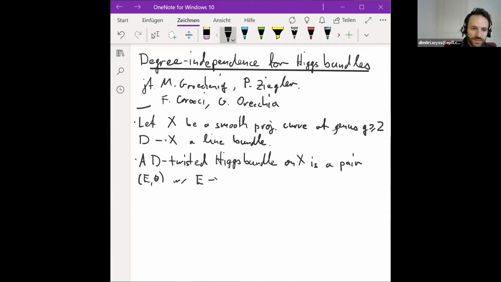E or X is just a vector bundle. And theta will be a twisted, that's why we call it twisted, will be an endomorphism of E, but we twist by this line bundle D. Vector bundle theta is a morphism of OX modules.